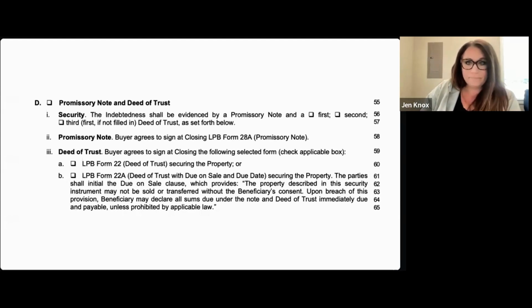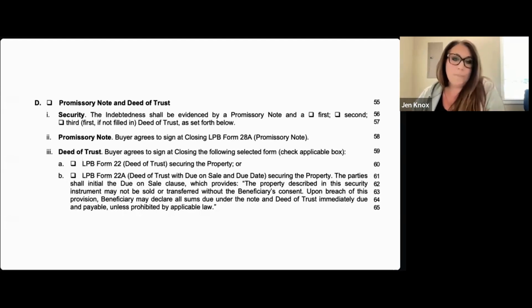So, promissory note and deed of trust. What is it? Well, a promissory note is a promise to pay, and then the deed of trust is essentially what we transfer at closing in a typical real estate transaction. So you'll have a contract that says, I promise to pay, and then you're going to have a deed that says, this is in my name and I promise to pay it. So this promissory note and deed of trust is typically more preferred by buyers.